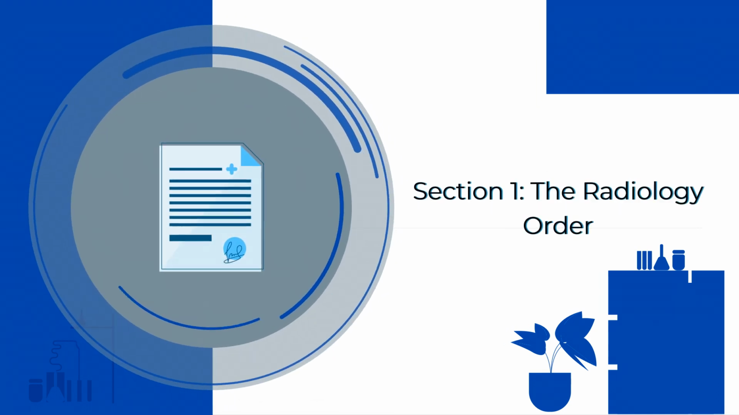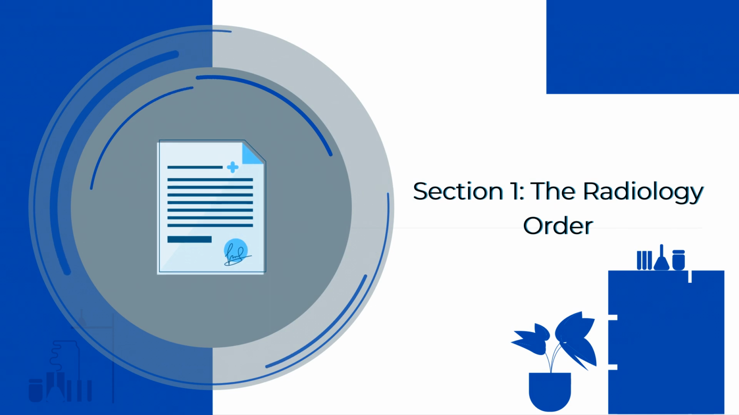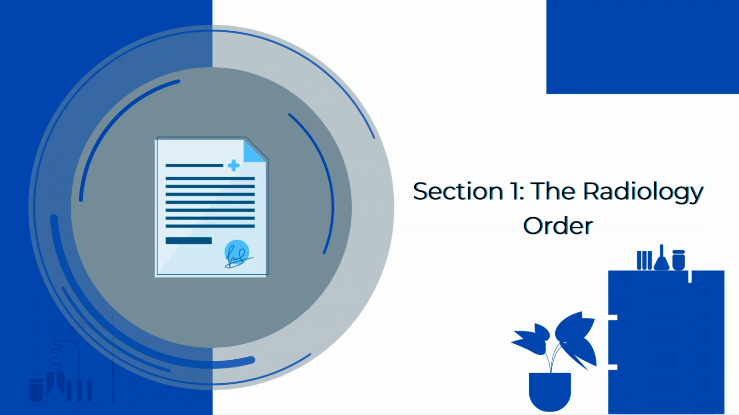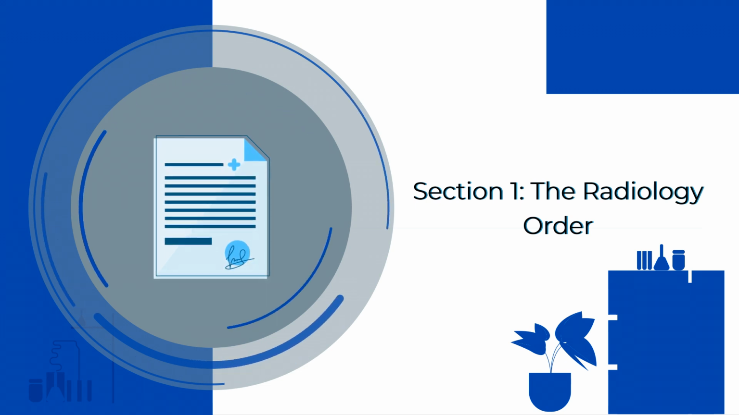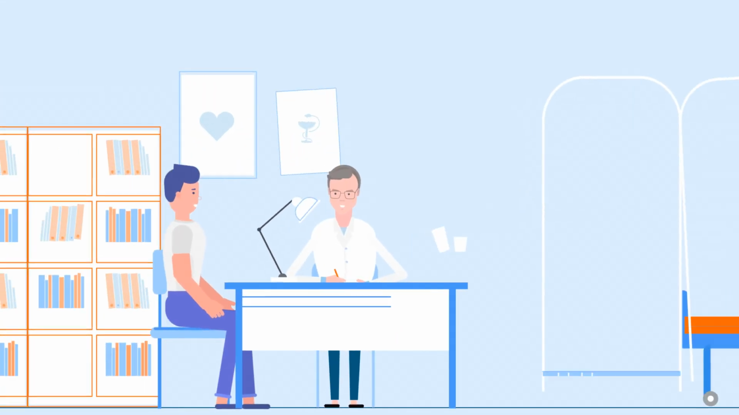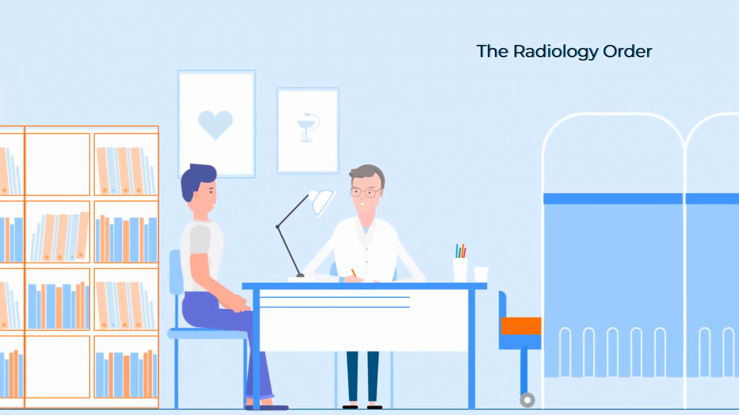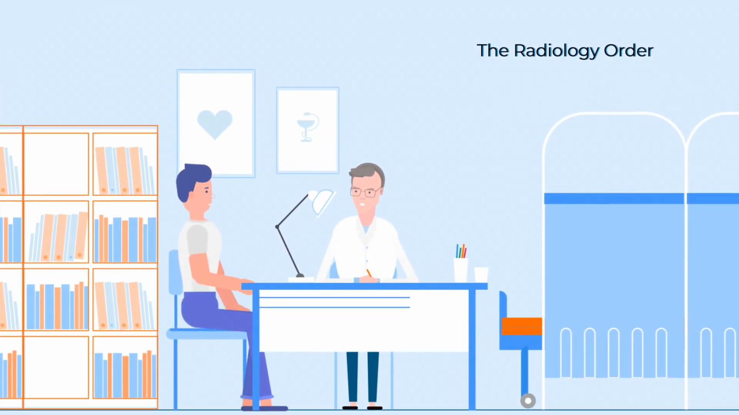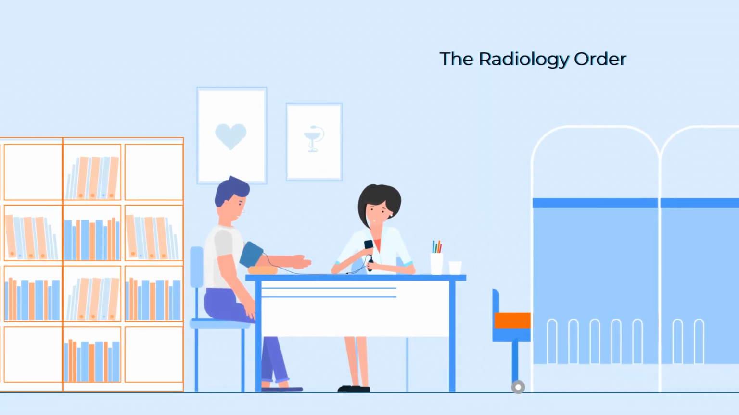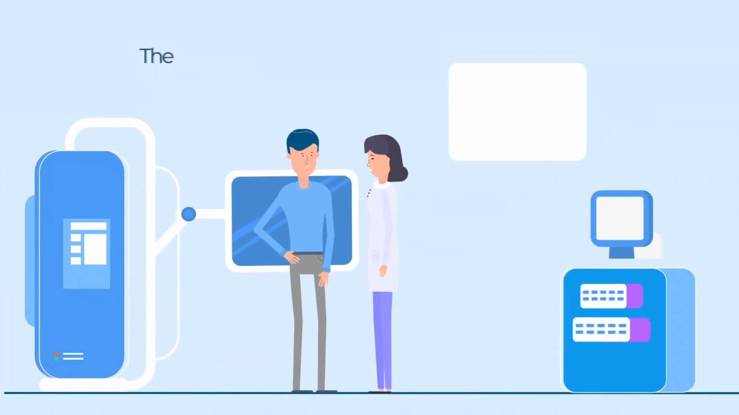Section 1, the Radiology Order. Every radiology procedure starts with an order. Doctors request imaging for many reasons: diagnosing illnesses or injuries, evaluating patients before or after surgery, screening for certain conditions, or monitoring how well a treatment is working. The patient's signs and symptoms help determine which imaging test, like an X-ray or MRI, is the best choice. For example, shortness of breath might lead to a chest X-ray, while joint pain could call for an MRI.